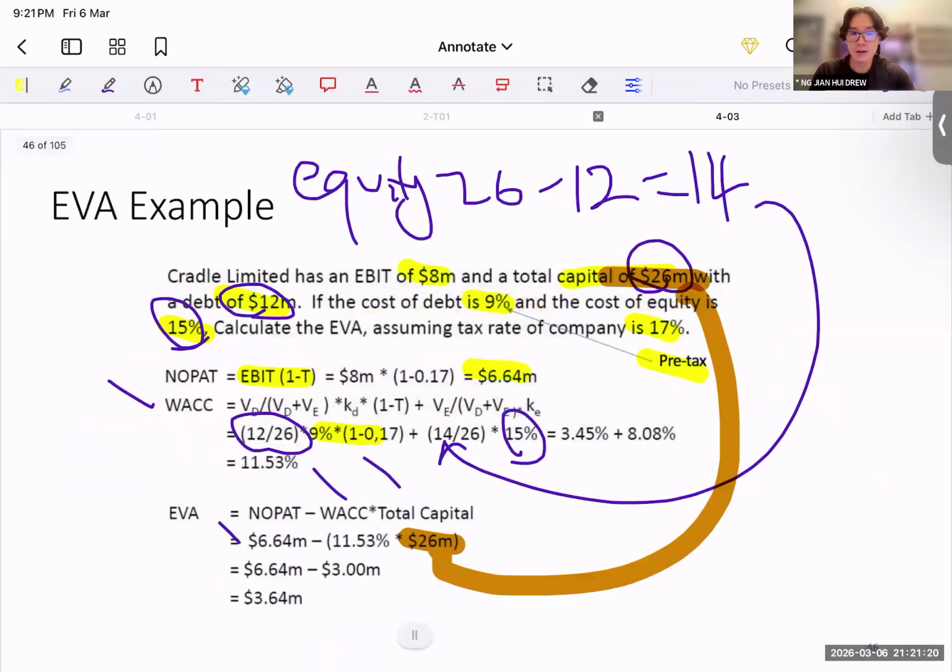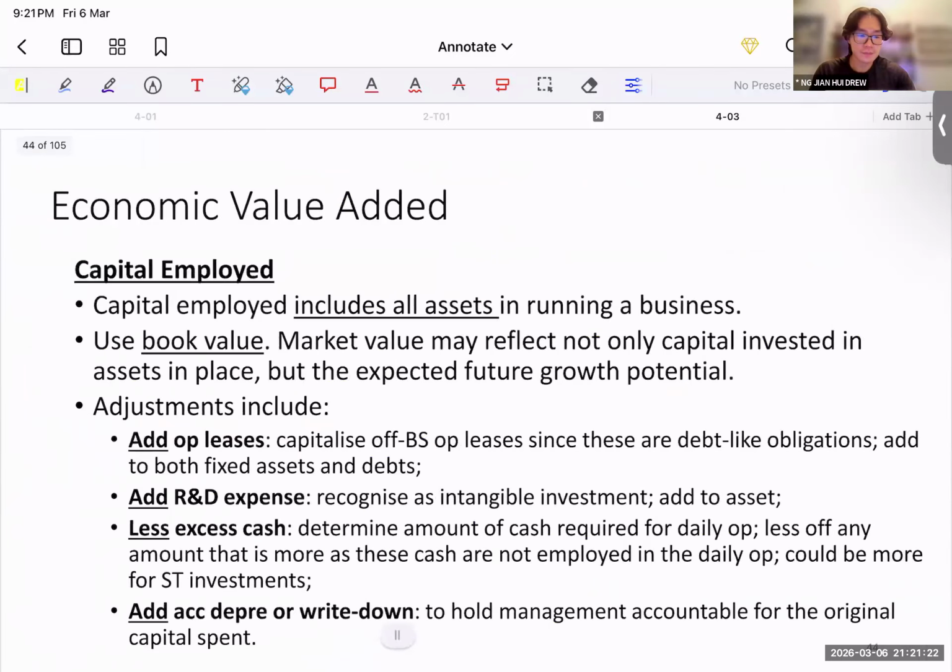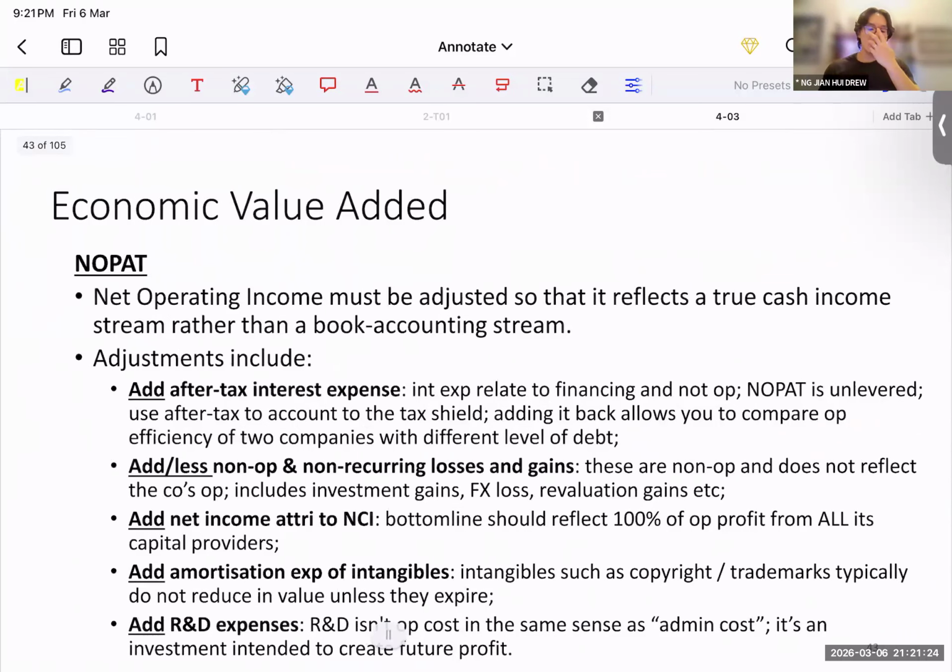Okay. So again, if you have downloaded your slides way in advance, these slides might be slightly different. You can re-download the new slides. They are already in Canvas. Apologies, I should have mentioned this at the start of the lecture. But yeah, I'm just adding a bit more detail for the adjustments needed for NOPAT.